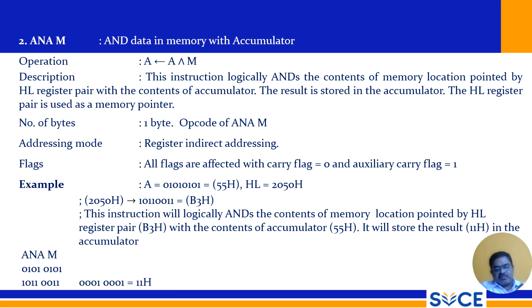Next is ANA M, same operation. The contents of the memory location that is pointed by HL register pair will be ANDed with the accumulator contents, and the result will be stored in accumulator itself. So it is also same as the earlier one, but the addressing mode is register indirect addressing mode. So carry flag will be set to 0 and auxiliary carry flag will be set to 1. This is the same thing for all AND operations.